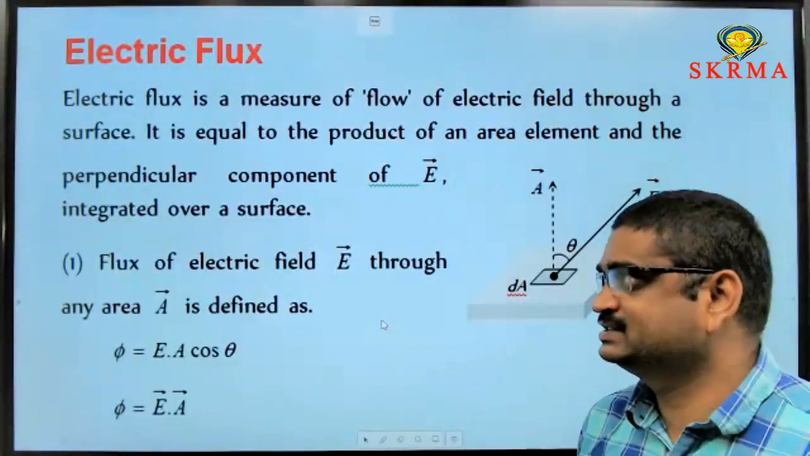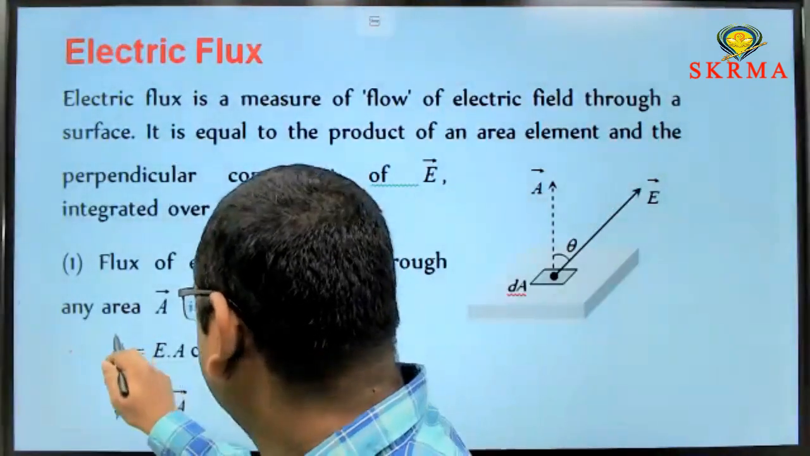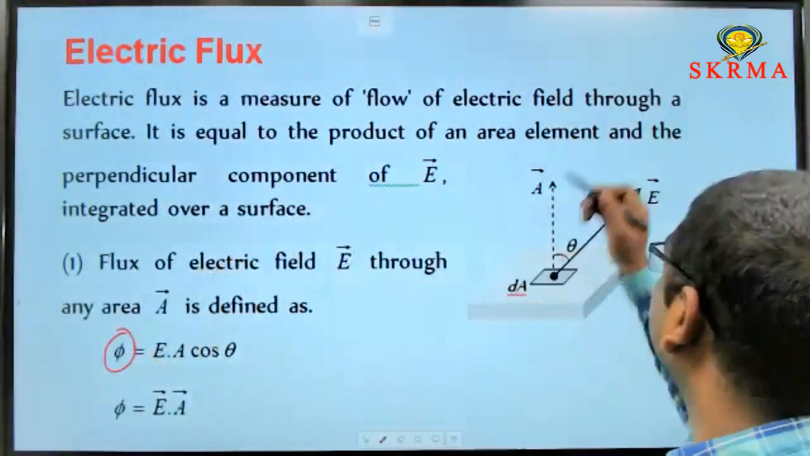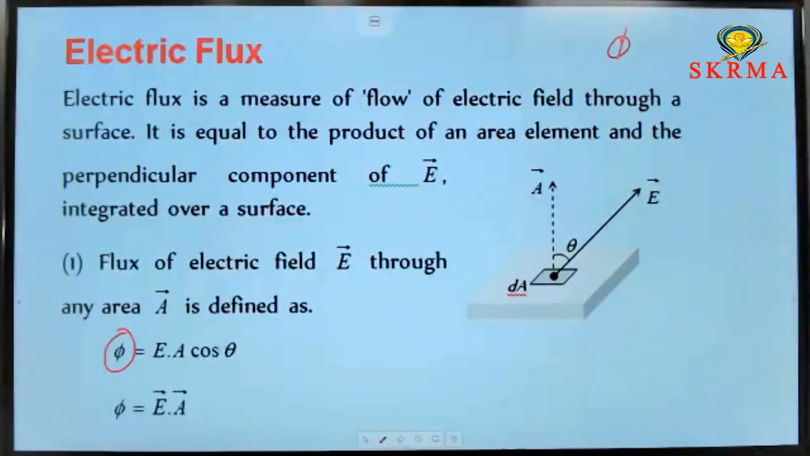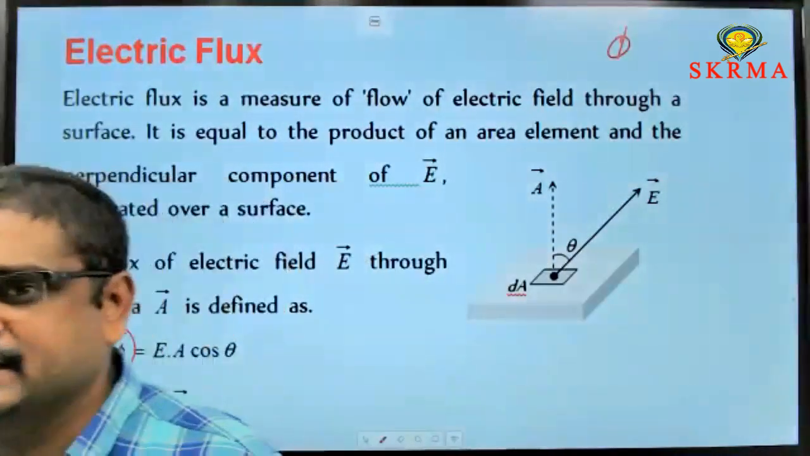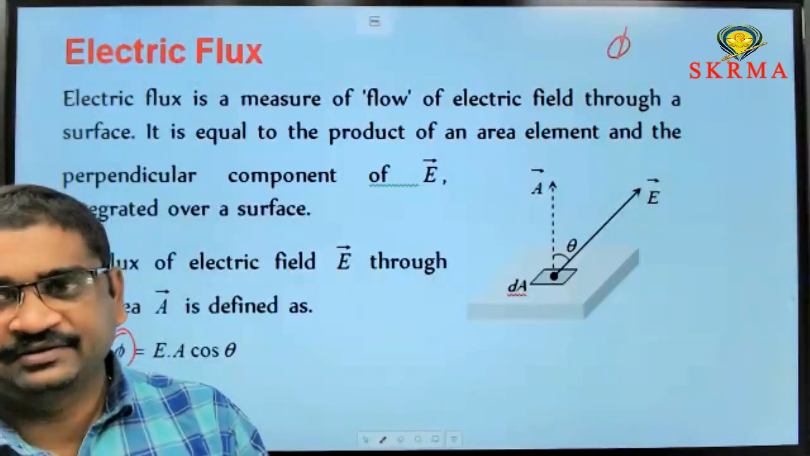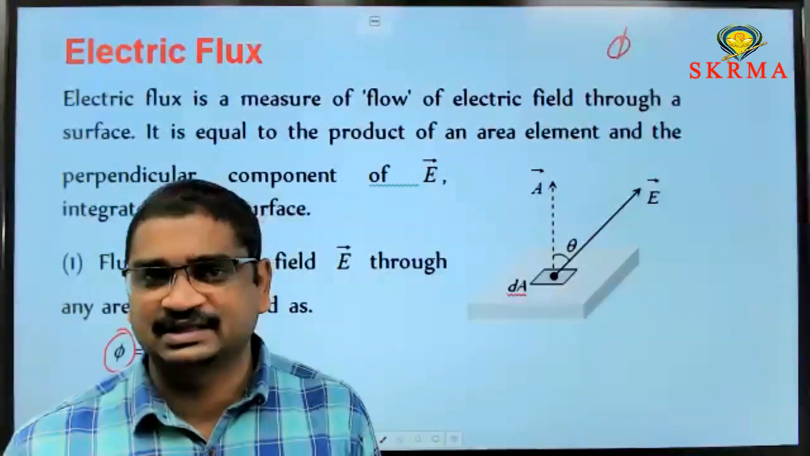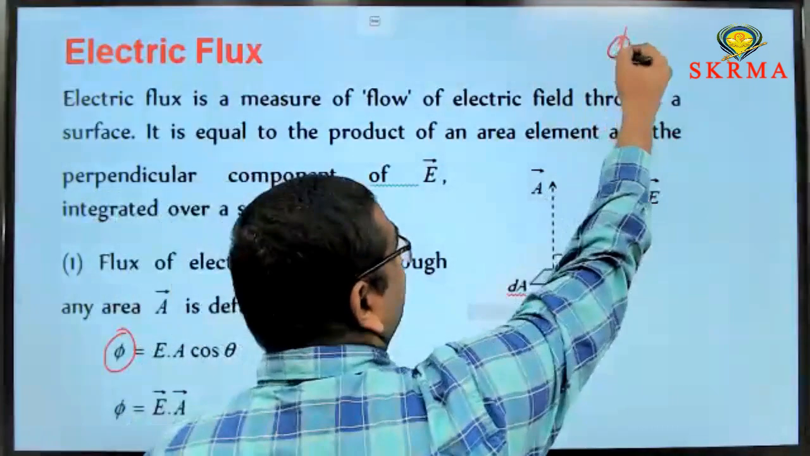Electric flux is denoted by the letter phi. Electric flux is nothing but the number of field lines passing through unit area. What is meant by electric flux? The number of field lines passing through unit area is nothing but electric flux only. That is denoted by letter phi.